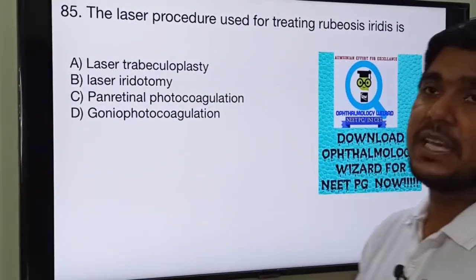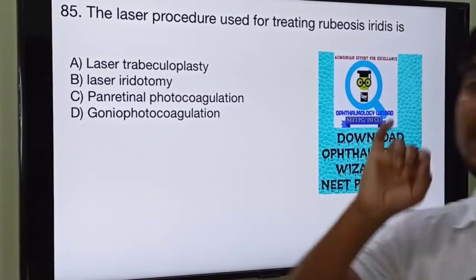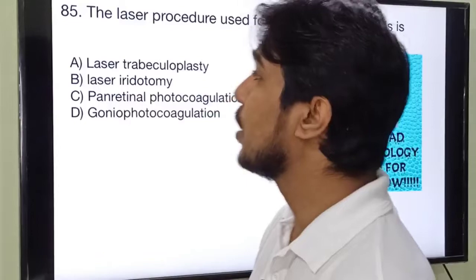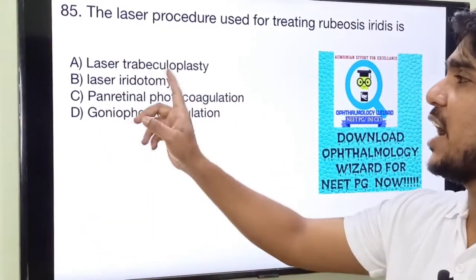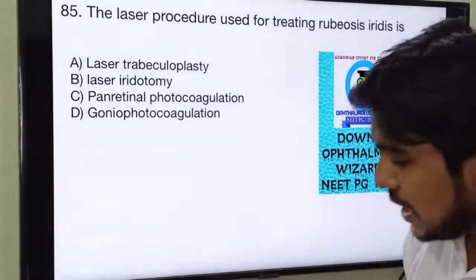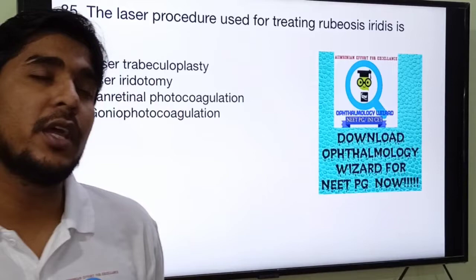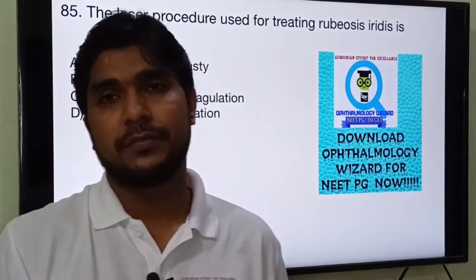Question number 85 is saying: the laser procedure used for treating rubeosis iridis. Rubeosis iridis means neovascularization of the iris. Laser trabeculoplasty, laser iridotomy, pan-retinal photocoagulation, and goniophotocoagulation. See one thing, where is the stimulus for the neovascularization?